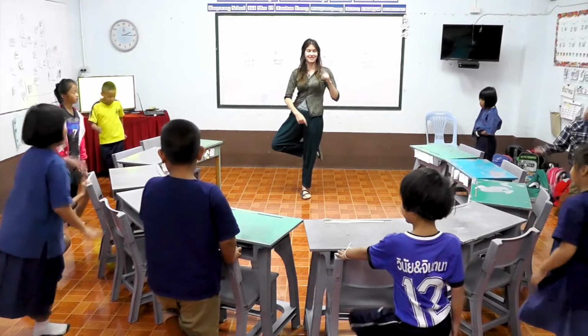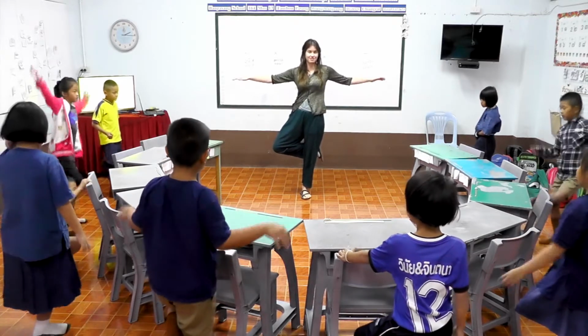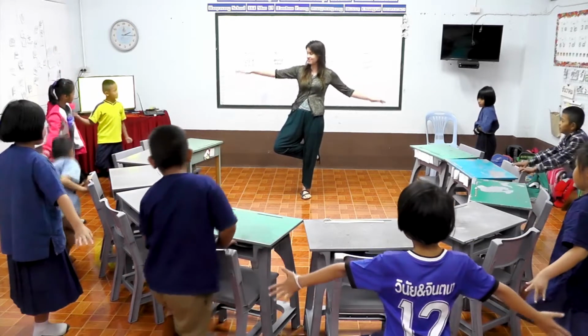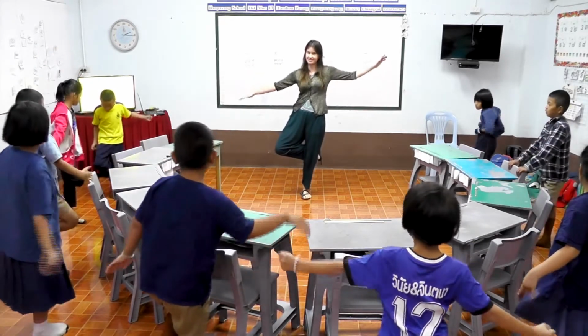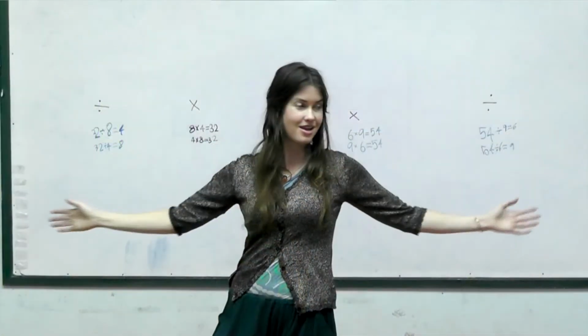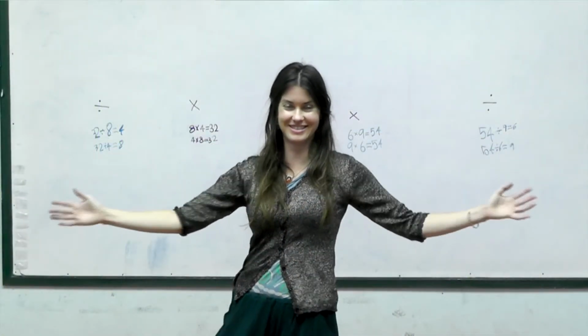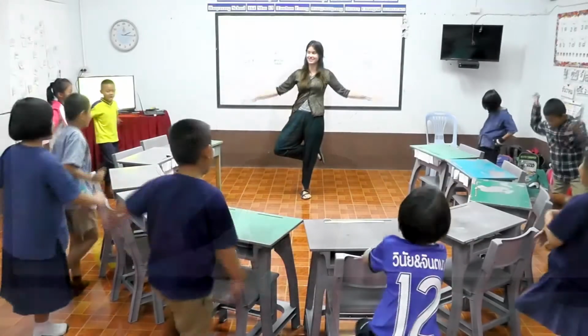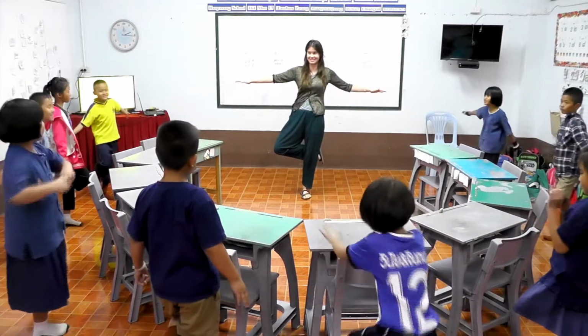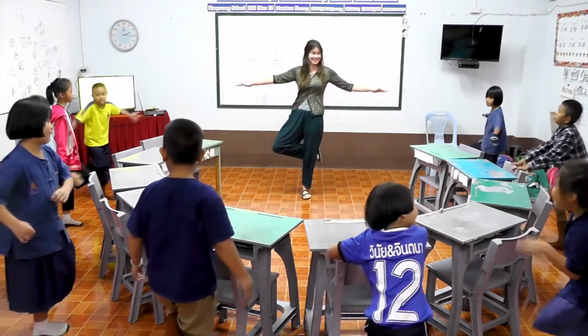If you can balance like this, put your arms out. If you can balance with your arms out, you can fly a little bit. Try to fly a little bit like a bat, or a butterfly, or a little bird, or an airplane. Good job, friends.